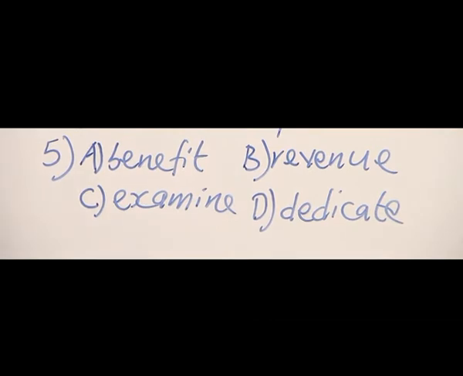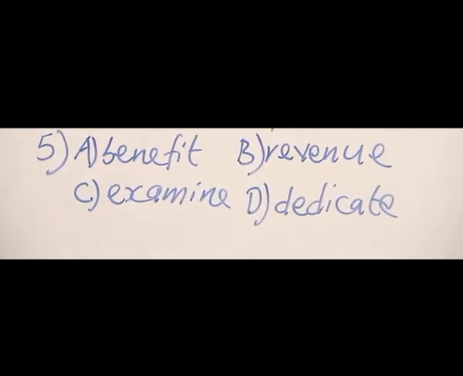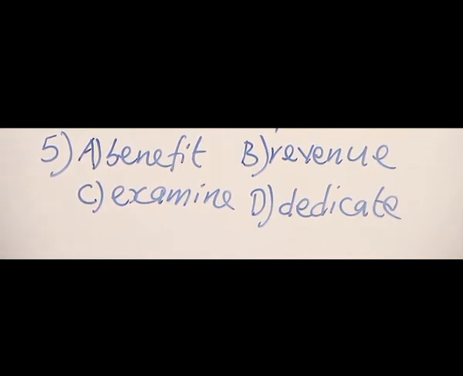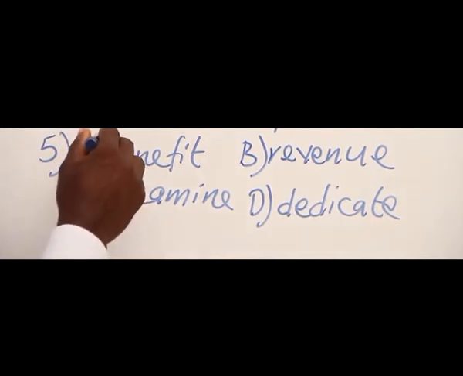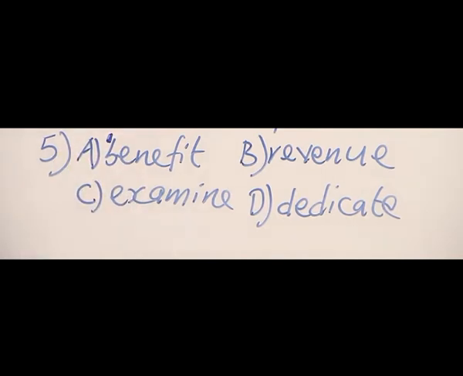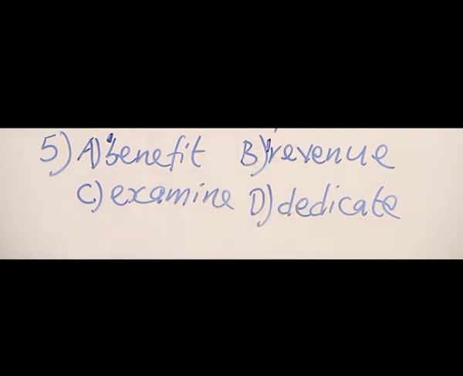Question number 5. What is your answer? Now let's look at option A. How is it pronounced? It's pronounced benefit. So the stress is on the first syllable. Then we'll have option B. Where is the stress? It is on the first syllable. So what is the pronunciation of option B? It is pronounced revenue.